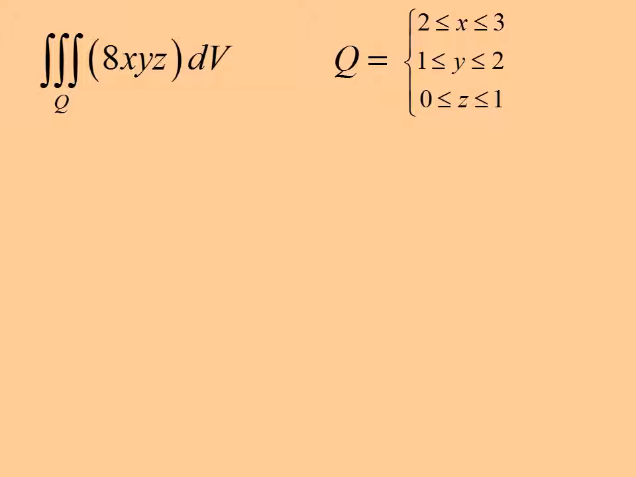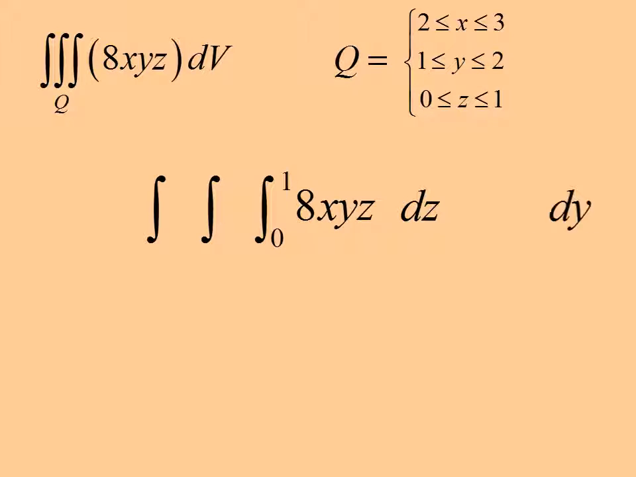So since we have rectangular regions described here, we can do our integral in any order that we want. So if we integrate first with respect to z, then the z would go from 0 to 1. If we integrate then with respect to y, that would go from 1 to 2. If we integrate then with respect to x, that would go from 2 to 3.